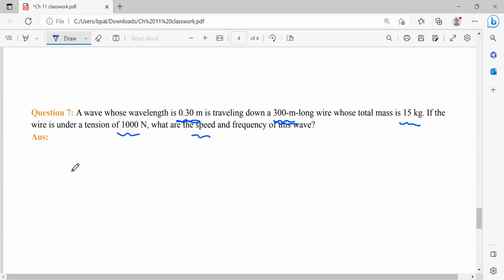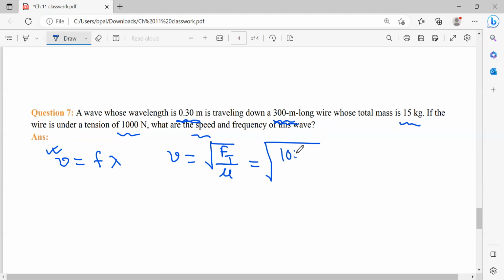All right. So first let's calculate the speed. Speed is either you can use f lambda if you know the frequency and lambda both, or you can use this equation, the tension and mu, right? So we cannot use the first equation because we know the lambda, but we do not know f. So we have to use this equation. We are given Ft, the tension is 1000 Newton. Mu is not directly given, so we have to determine it.